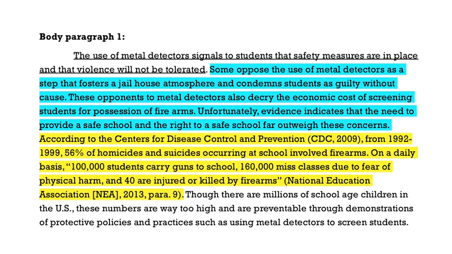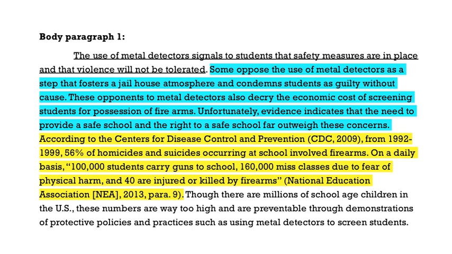And we have a refutation in aqua here. So some oppose the use of metal detectors as a step that fosters a jailhouse atmosphere and condemns students as guilty without cause. So that's the opposing viewpoint. Like, you can't use them because it's going to turn it into a jailhouse atmosphere.